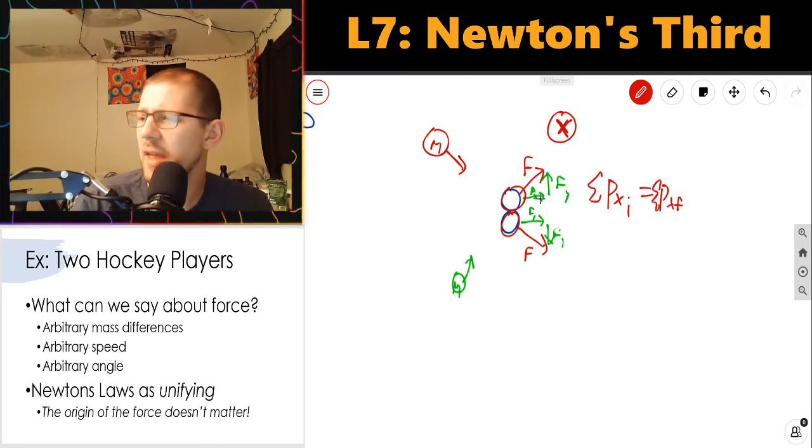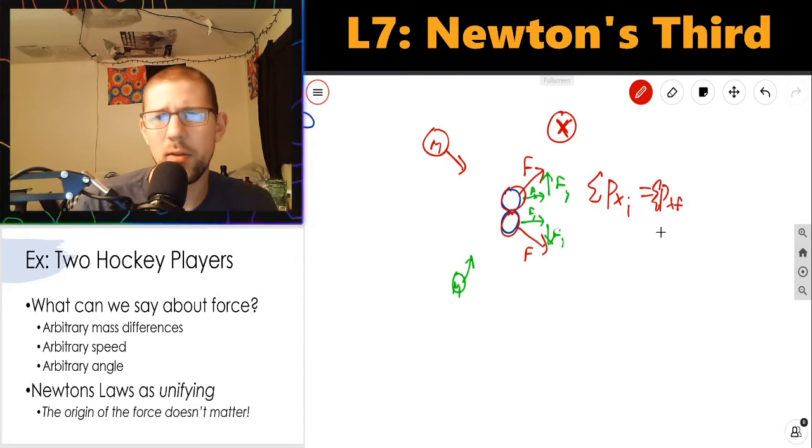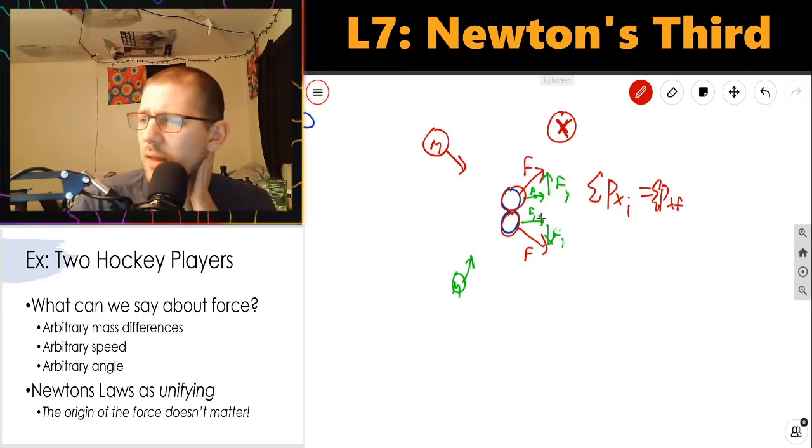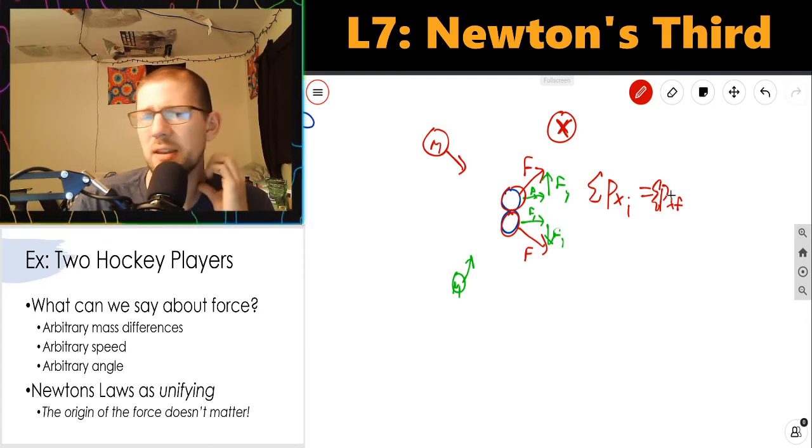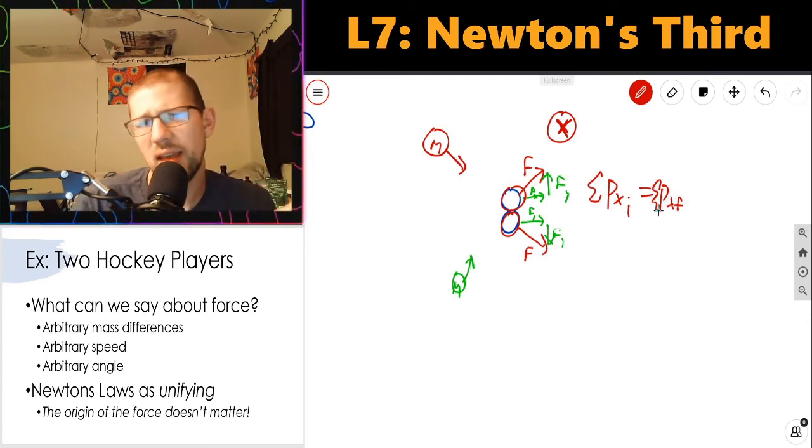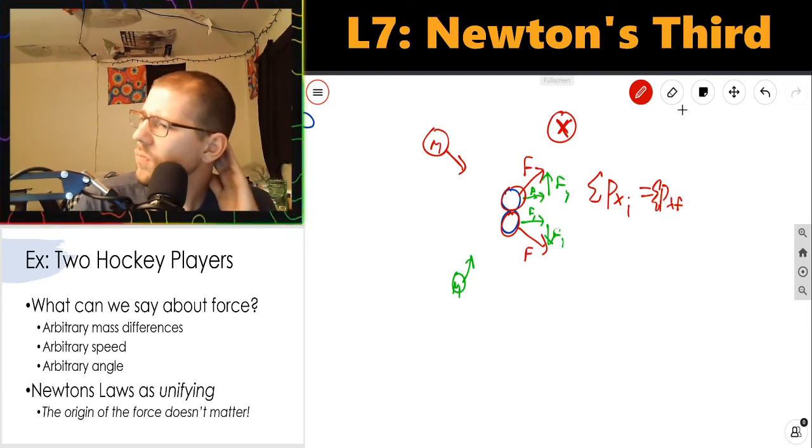If they both gain momentum in the x direction, then we can't have the left-hand side be equal to the right-hand side. The right-hand side is going to be greater than the left-hand side. If they both increase, then the final momentum is going to be larger. I don't have two things canceling to make 0.